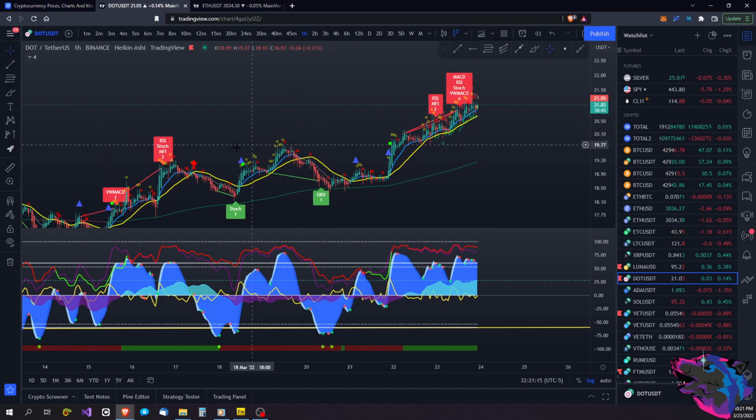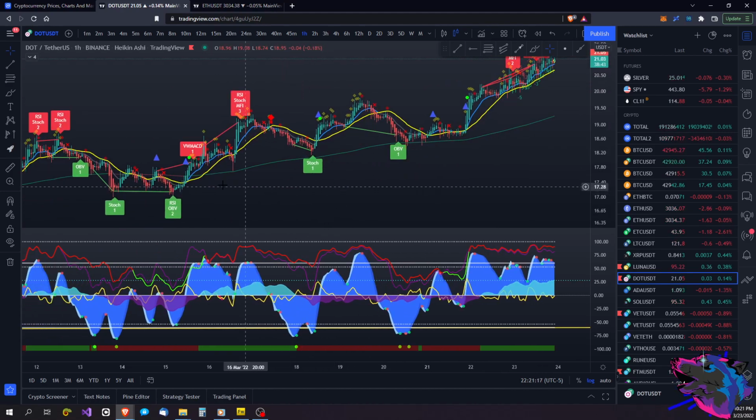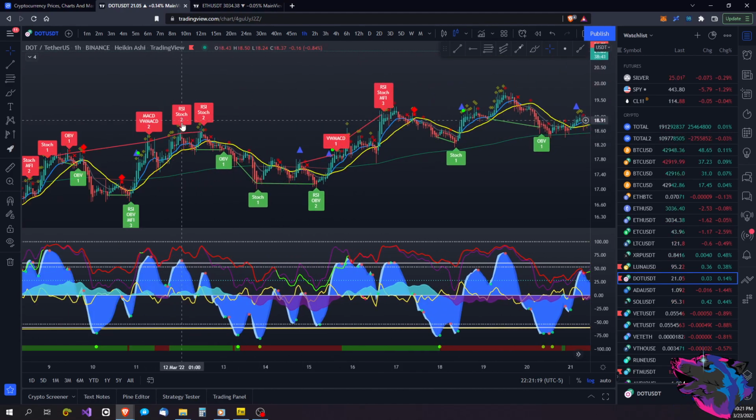Absolutely awesome. But looking over here at what we have, you'll notice we have these big red tags and these big green tags.